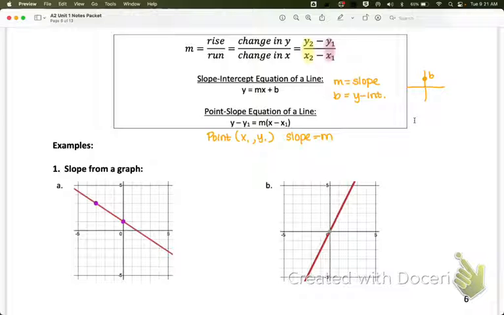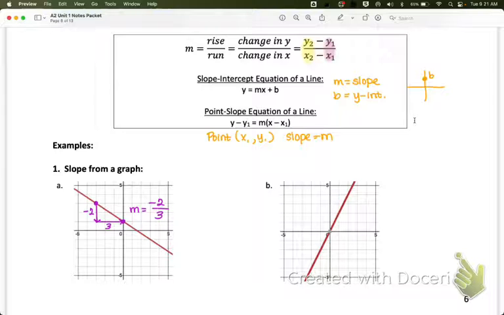I always count to the right, and then I go up or down based on my run. So in this case, to get from the left point to the right point, I need to go down, so that's a distance of -2 because we're going down. And then to the right, I need to go 3. So in this case, the slope is rise, which is your vertical distance, the change in y. So in this case, that's -2, over run, which is our horizontal distance, which is 3.